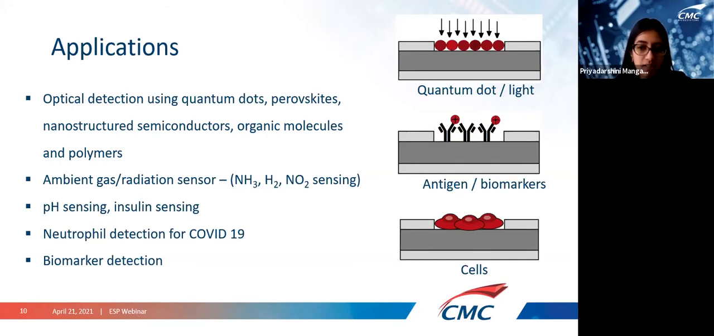Further in this webinar, Mehrani will be talking about how she has used graphene as the functional material and used it for pH sensing. And Abbas will highlight how they are detecting neutrophils from saliva for early asymptomatic detection of COVID-19. Now, for you to start working on all these exciting applications, CMC has developed a process design kit.